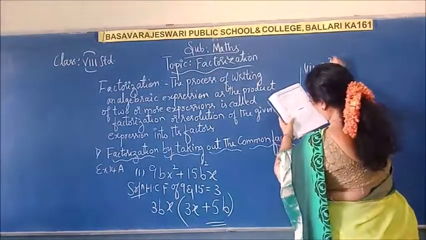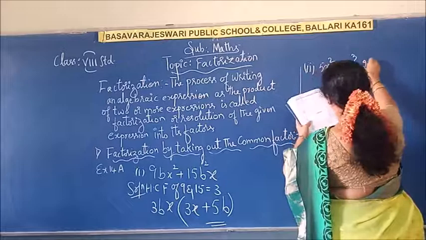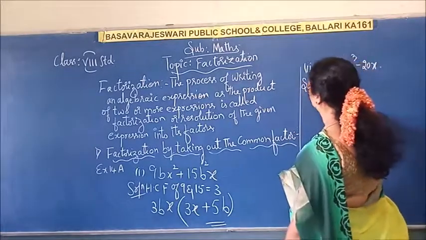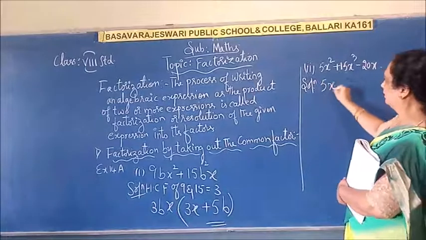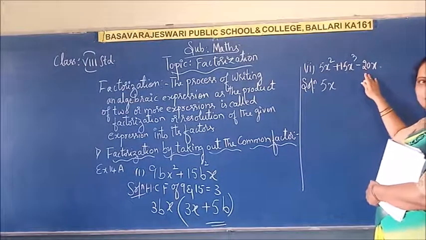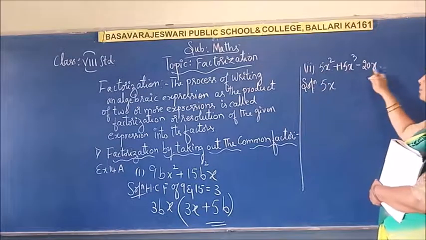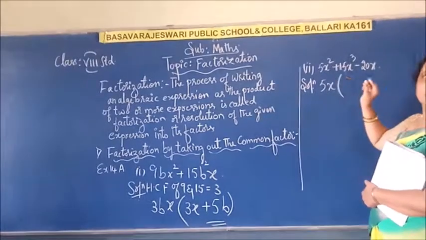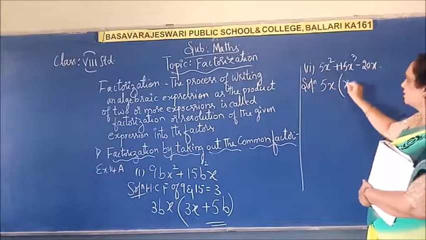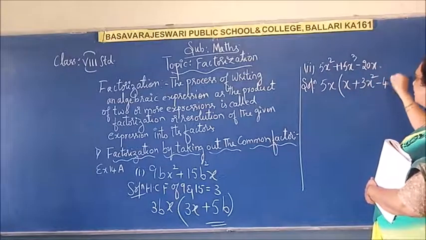5x square plus 15x cubed minus 20x. So what can you take common here? I take 5x as common. HCF of 5, 15 and 20 is 5, and x is common in all the terms. So what are the remaining factors? In the first term x is remaining, in the second term 3x square is remaining, and in the third term 4 is remaining.